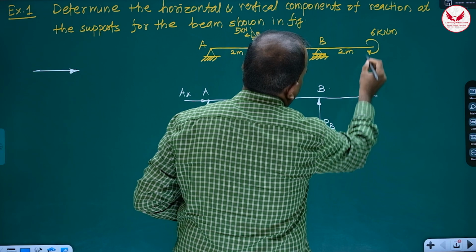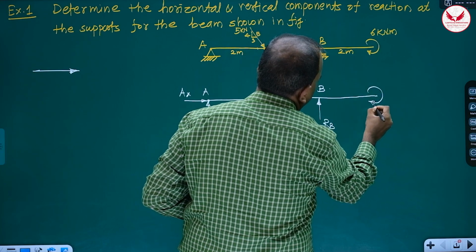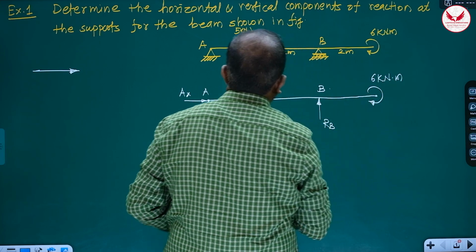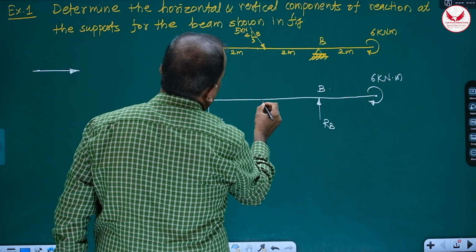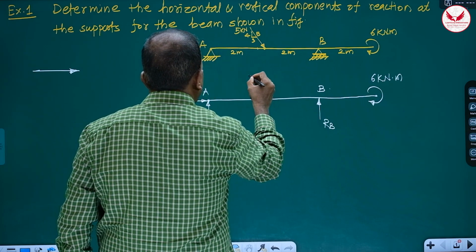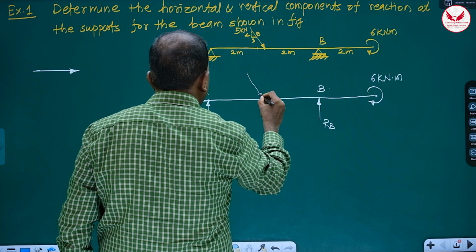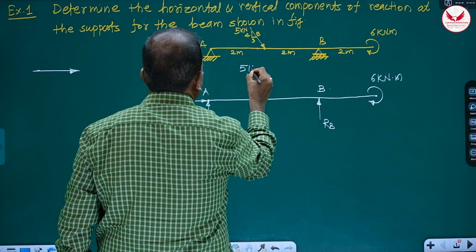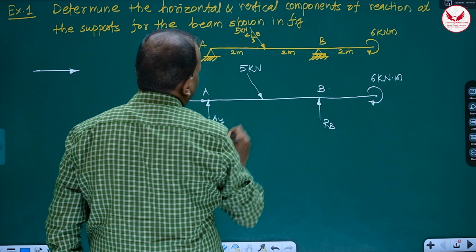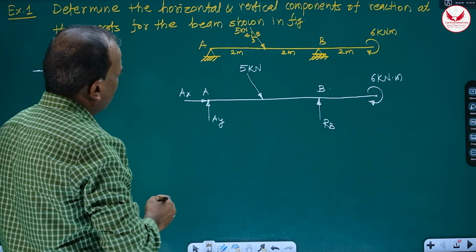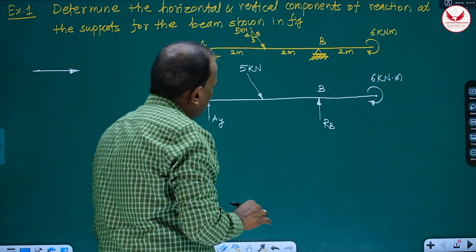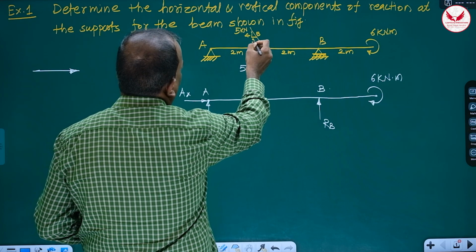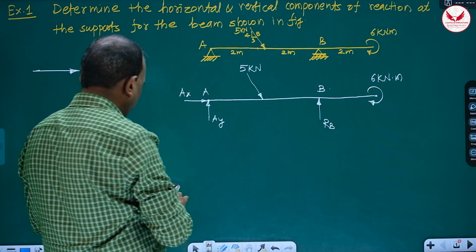Similarly, whatever this couple is there, we have to keep as it is. It is 6 kilonewton meter. Couple will be as it is. At the same time, a point load is there. The point load will also be as it is. Only at this point load 5 kilonewton is acting, and its inclination. Now I'll suggest, directly you can write the inclination, and that inclination will be either tan inverse of 4 by 3 or sine inverse of 4 by 5. So it is going to be same.